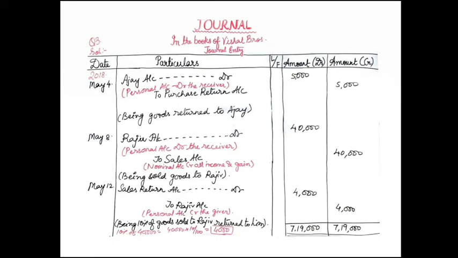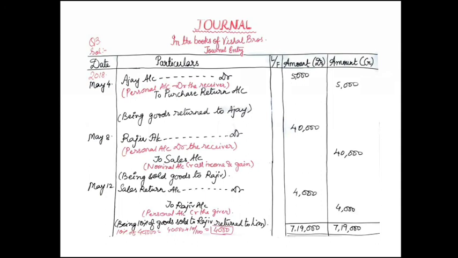Next, Ajay account debit to purchase return account, personal account, that is debit the receiver 5,000. Rajiv account debit to sales account 40,000, personal account debit the receiver, nominal account credit all income and gain. And the last one, sales return account debit to Rajiv account 4,000. Rajiv, that is personal account credit the giver.